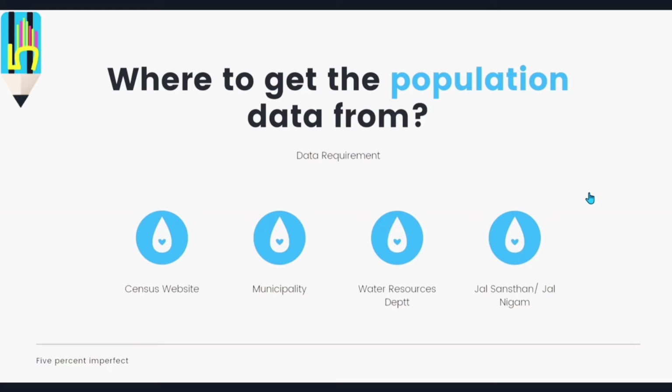You can also get this population data from the water resource department of your locality. In India, along with the water resource departments, we can also get the data from places called Jal Sansthan and Jal Nigam.